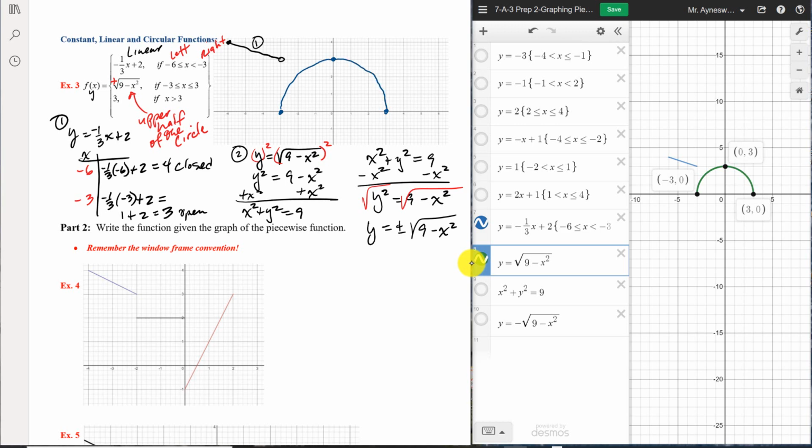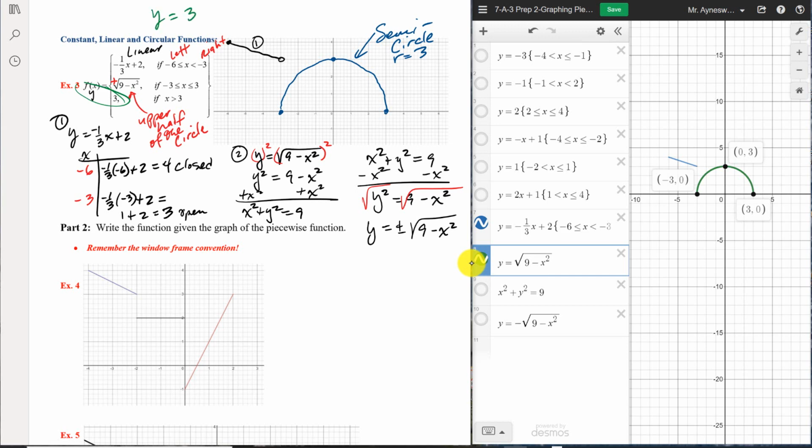Okay, it's a semicircle, with radius 3. All right, and the last part. Well, you should know the last part. Let me switch to green. This part right here, y equals 3.